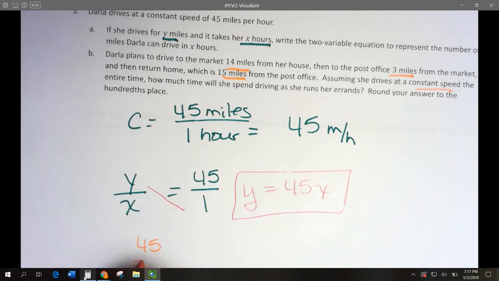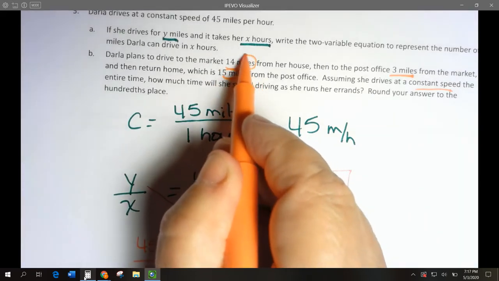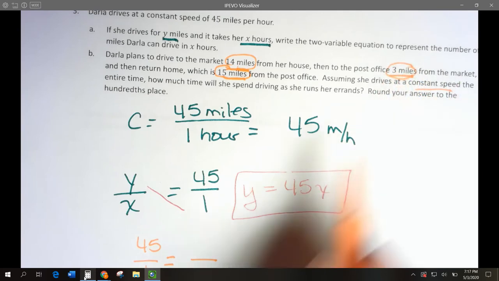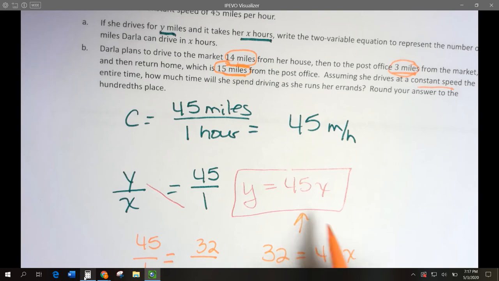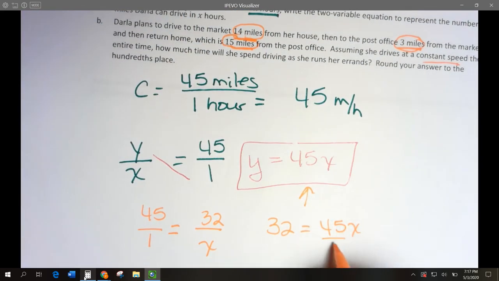45 miles for 1 hour, then how long will it take her to go 15 and 14 is 29 and 3 is 32, right? So we get 32 equals 45x. Notice how that relates to this. Okay. So now we divide by 45, and x equals 32 over 45.